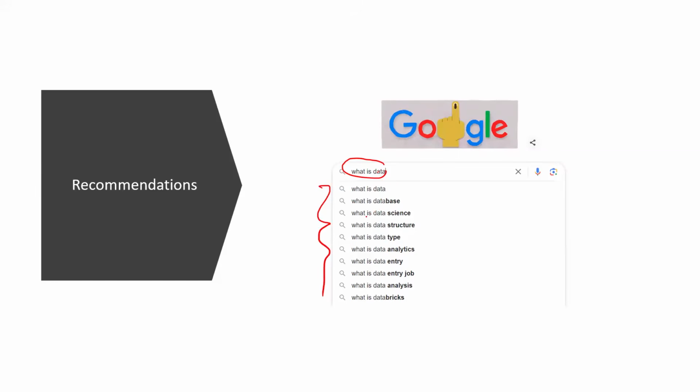What is data, database, data science, data structure, data type, data analytics, data entry job, data analysis. Do you know how Google is providing these suggestions? By using AI only. It can be done with the help of AI. Now, you want to recommend suggestions. What AI tools or techniques are you going to use?